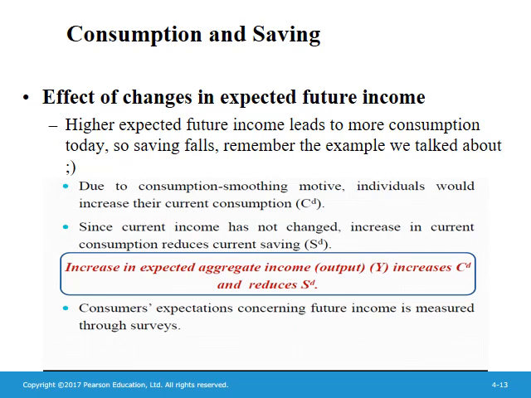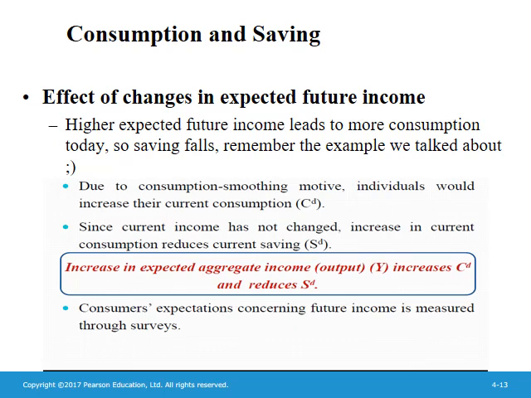Why does it reduce savings? Because our current income, the actual current income, didn't change. Moving again to the individual level, my friend or my colleague's current income didn't witness any increase. It was still fixed. What witnessed the increase? Just his expectations for the future income.